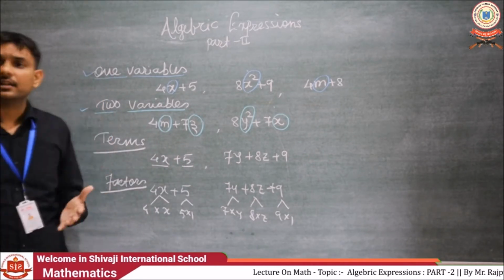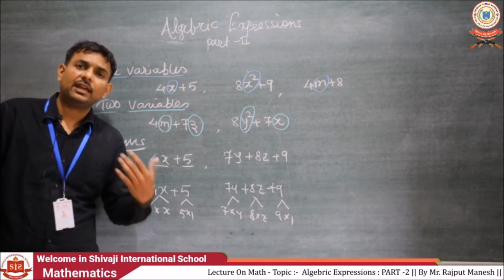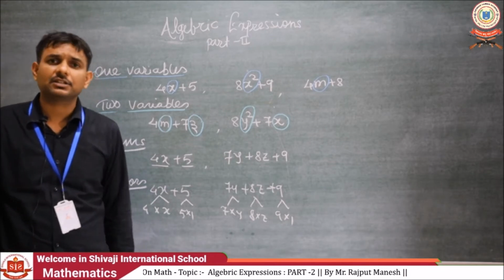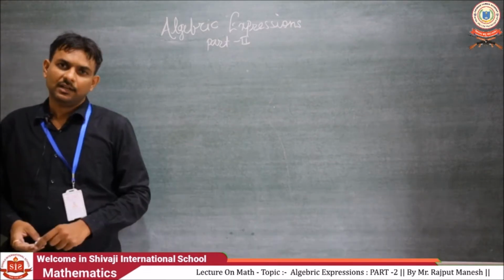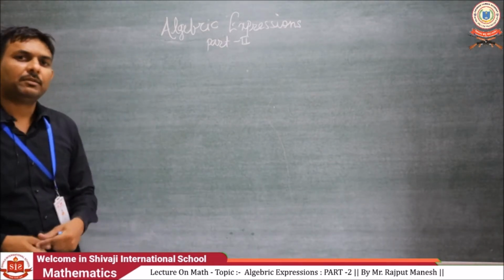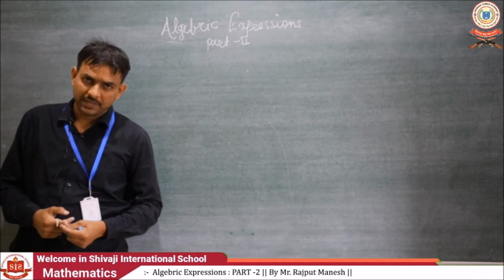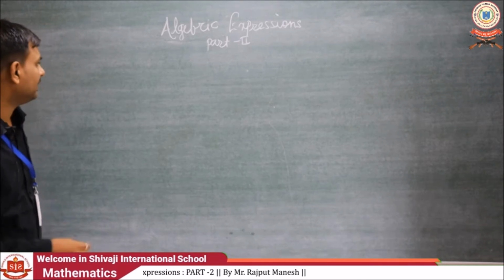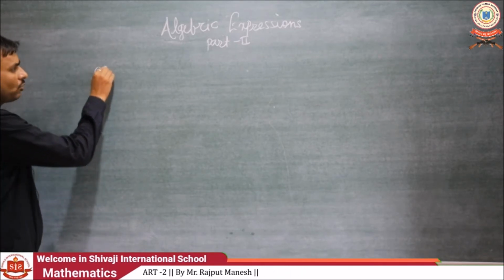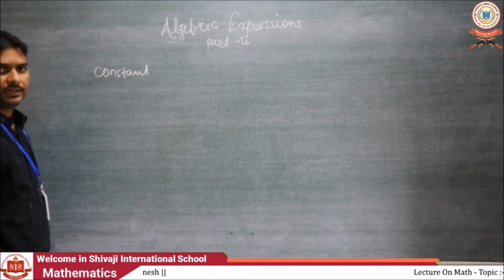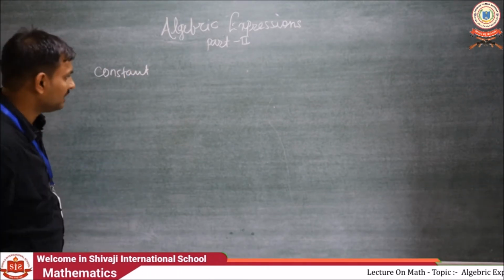So here we'll see what you mean by like terms, unlike terms, and how we will add, subtract and multiply them. Now we'll see what you mean by coefficient, constant, binomials, monomials and polynomials. So first of all we'll see what you mean by constant. Clear? Now we will take some examples.